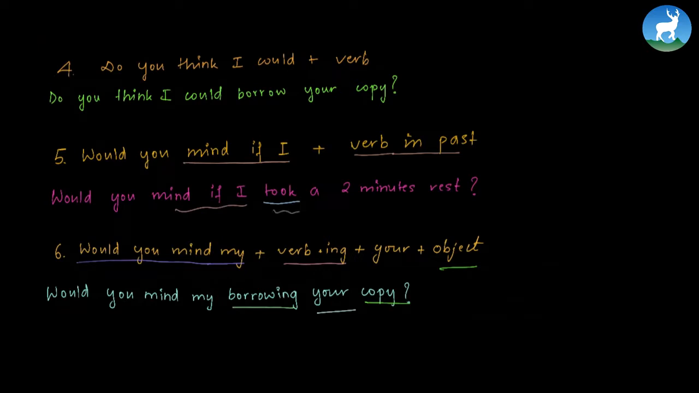So you're writing "took". Another sentence structure, "would you mind my", verb in ing plus your plus object. So here we're using a verb ending with "ing" as the sentence structure demands us to do that. So would you mind my plus verb in ing. Whenever you see this structure, "would you mind my", please use a verb ending with "ing". For example, would you mind my borrowing your copy? So borrow plus ing. Why? Because you're using the structure "you mind my". Would you mind my borrowing your copy?